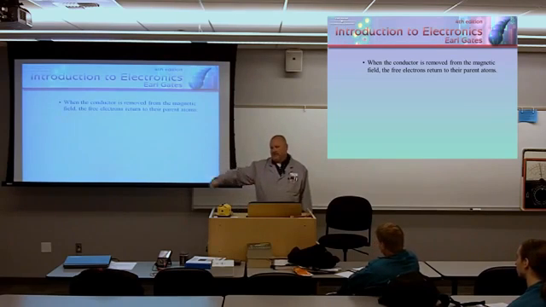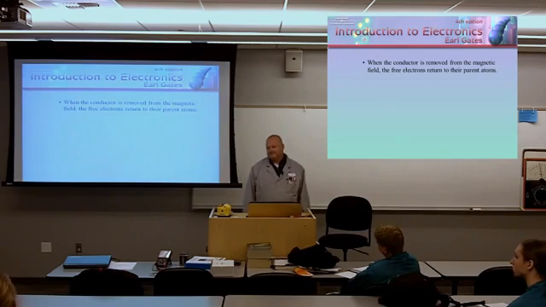Basically trailed a wire and pulled it through the Earth's magnetic field and vaporized the wire. So when the conductor is removed from the magnetic field, the free electrons return to their parent atom. So what we're doing is we're getting electrons to move in a conductor. By getting electrons to move in a conductor, we call that current. So we're creating current.